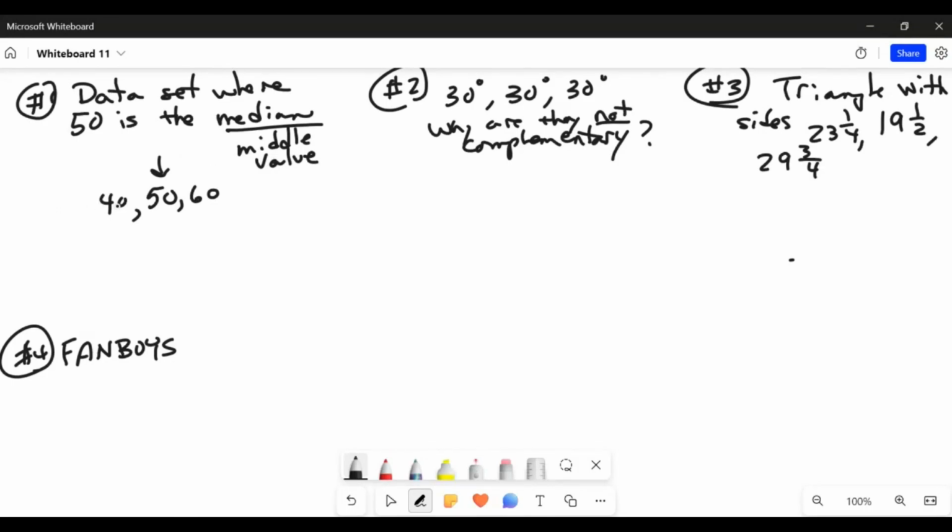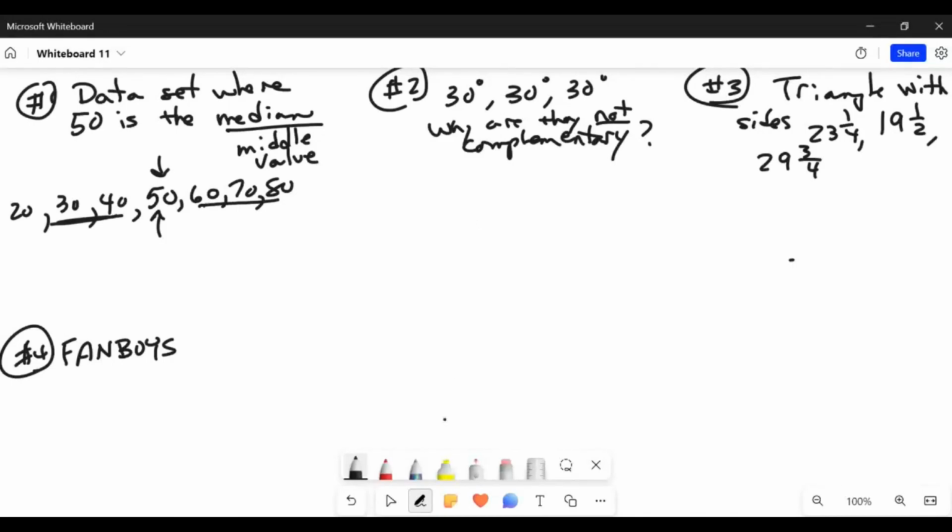But as long as I have the same number on one side as I do on the other side, 50 would be in the middle. So I could add as many here as I wanted to, as long as I have the same number of items on both sides. 50 will still be in the middle.